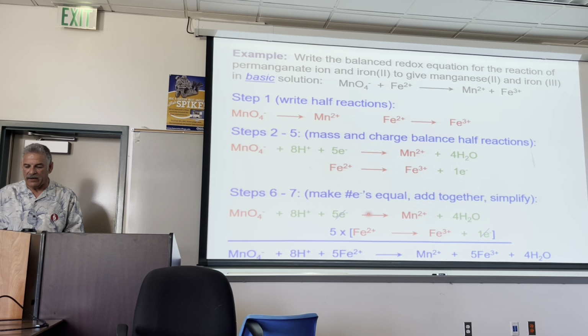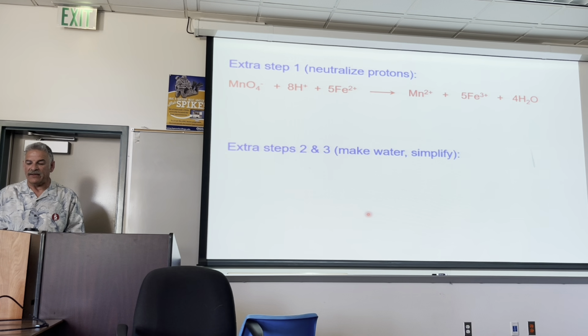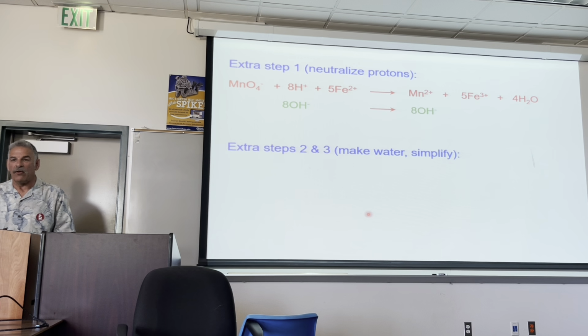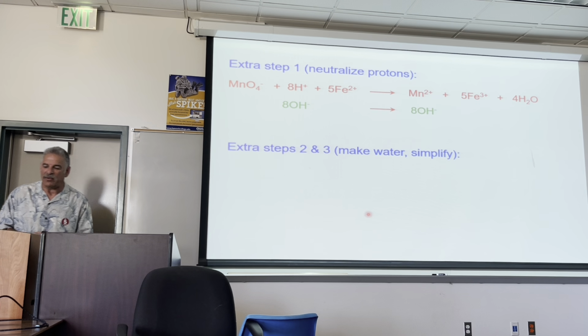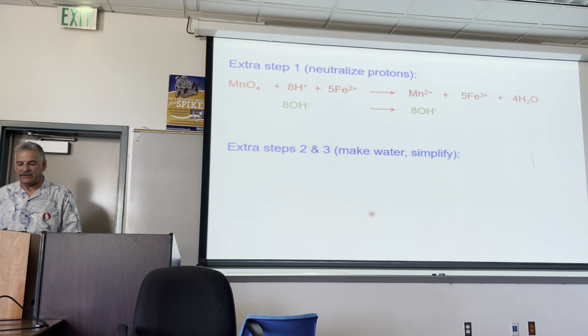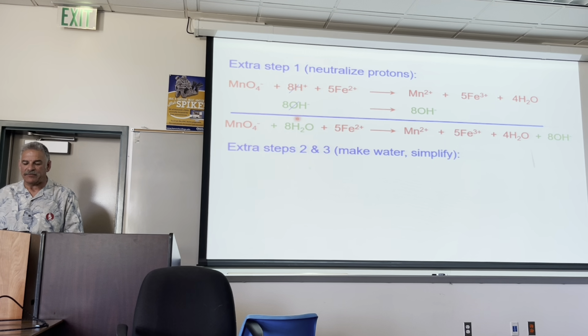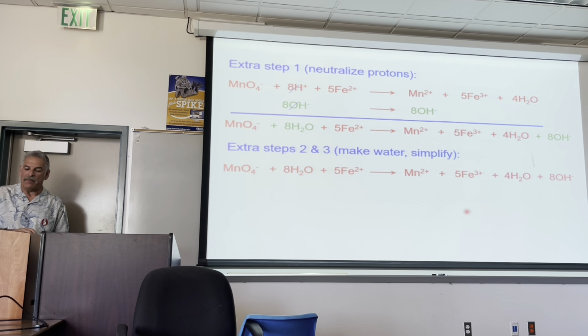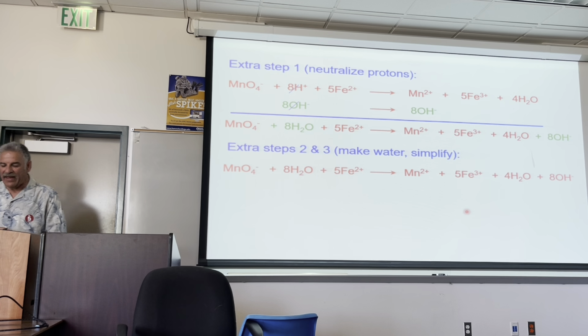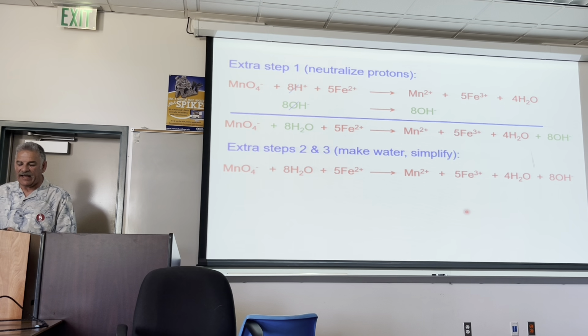All right. But that would be an acid. So now there's the extra thing, we have to neutralize the protons. What does that mean? That means just take out the H plus. For every H plus, you have to add an OH. Anywhere we can make water, you do. So 8 H plus, 8 waters, leaves 8 OHs, okay? And then we finish. And then we have 8 H2O plus 5 Fe2+ plus MnO4 yields Mn2+ plus 5 Fe3+ plus 4 H2O plus 8 OH.